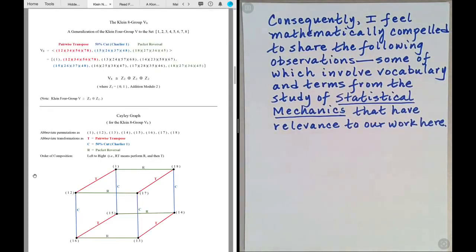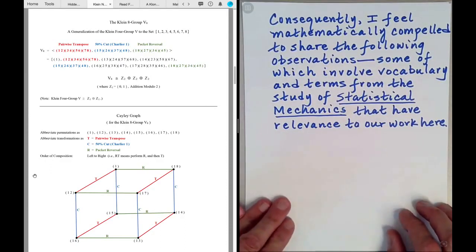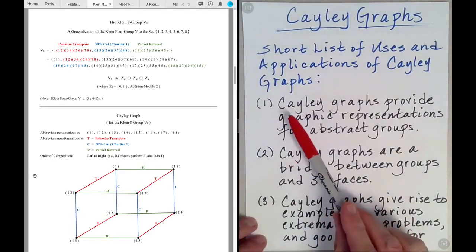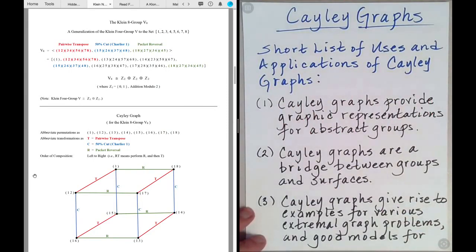With that said, now let's return to the Klein 8 group that we began to talk about in depth last class period. Now, this is the diagram on the left that we had up on the screen. We did not talk about the bottom half of this diagram. That has a Cayley graph. So here is a short list of uses and applications of Cayley graphs.